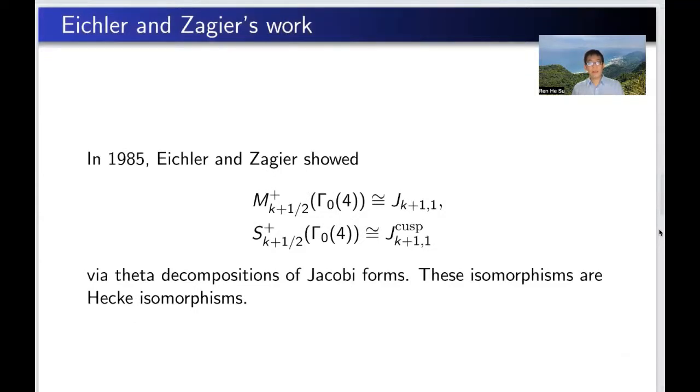In 1985, Eichler and Zagier showed that the Cohen plus spaces are isomorphic to the spaces of Jacobi forms of weight k plus 1 and index 1. And these isomorphisms are via the theta decompositions of the Jacobi forms. These isomorphisms are Hecke isomorphisms.